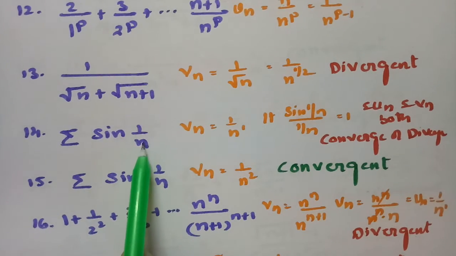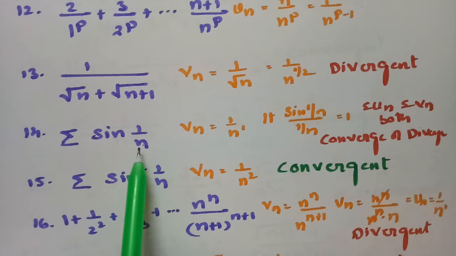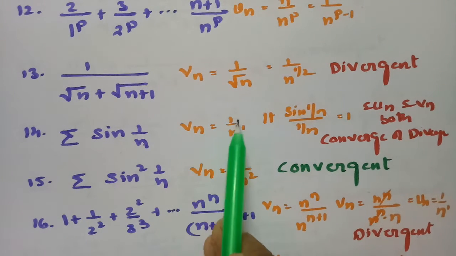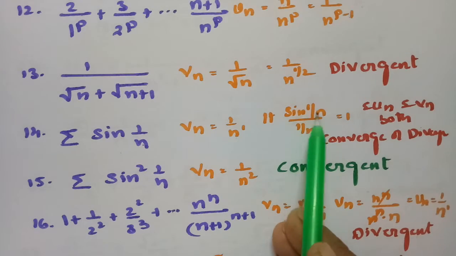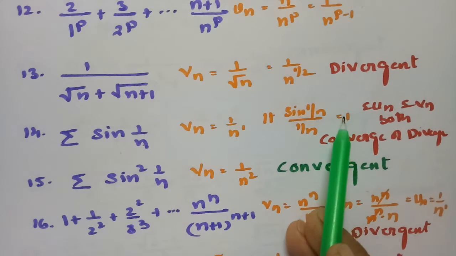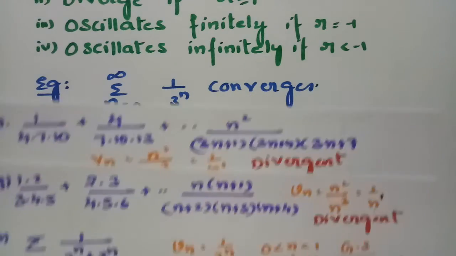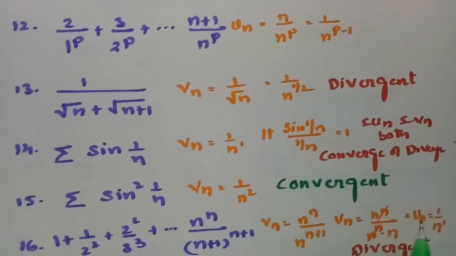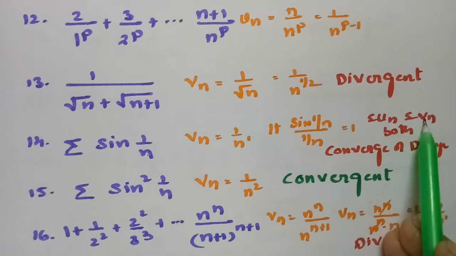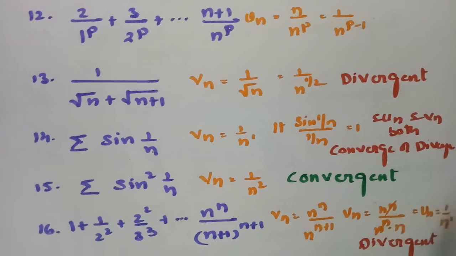And here sine 1 by n. See, there is a logic here. So we have limit un by vn. So we have limit sin x by x is equal to 1. So in this case we need vn as 1 by n. So limit sin x by x is equal to 1. So if it is 1, the test fails. Or we can say that sigma un, vn both converge or diverge together.